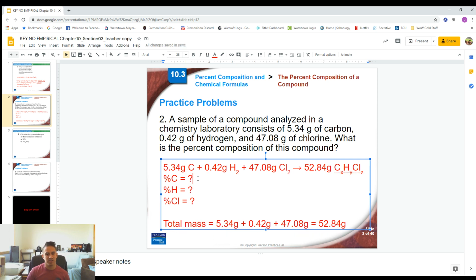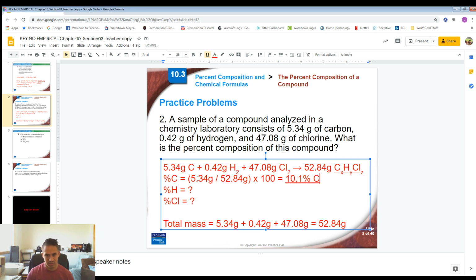Then to find out percentages for each element, we're going to take the individual mass of that element, which they're giving to us, divide by the total times 100, and we'll get our percentage. So 5.34 grams of the carbon, divide by 52.84 grams of the whole compound, times that by 100. Let's do this on a calculator real quick. And we will round to 3 sig figs, I suppose. So 10.1% for the carbon.